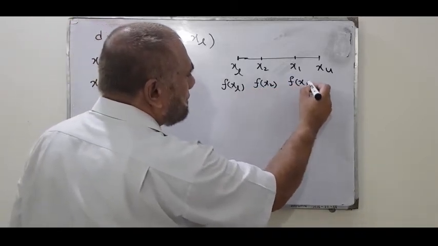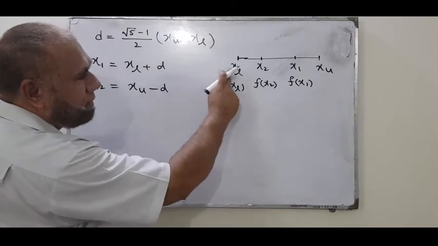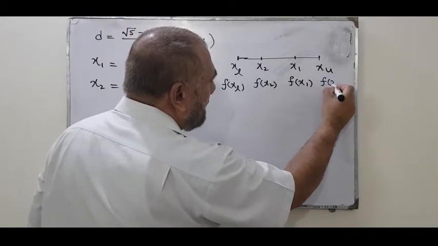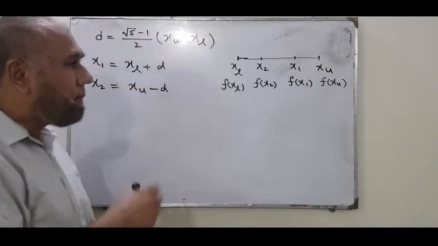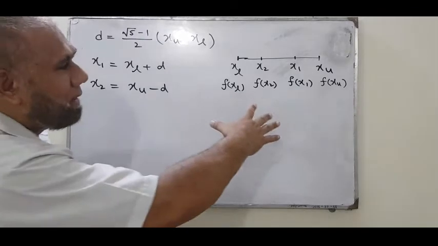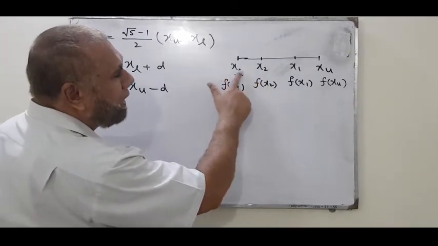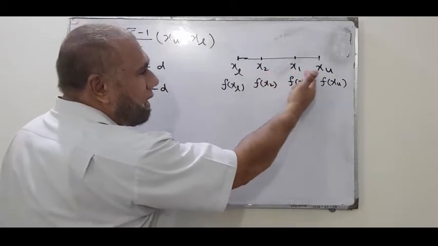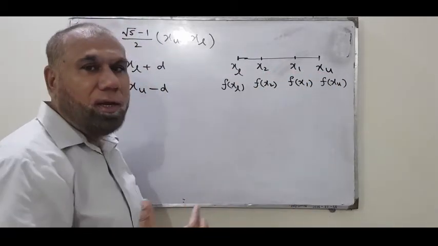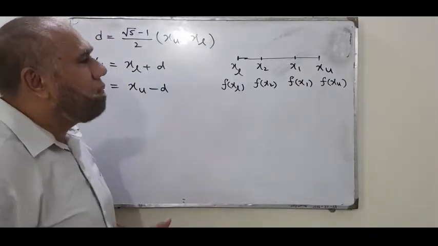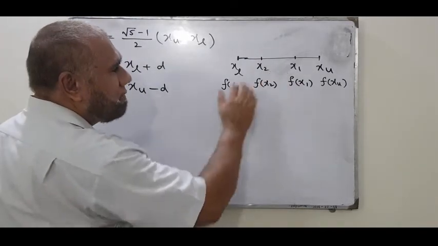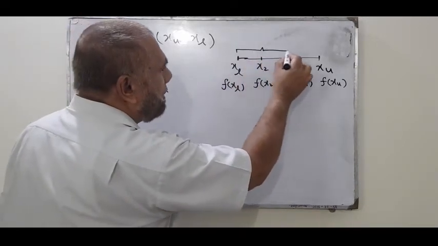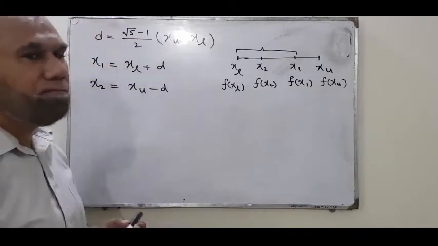We show them by f(xl), the value at x1, f(x2), the value at x2, and similarly the value at xu. Now, we started by saying that the extreme value lies in between the first 3 points. It may lie in between the last 3 points. It depends upon your calculation. So for the time being, we assume that the extreme value is lying in between the first 3 points. So this is the domain in which your optimum value lies.